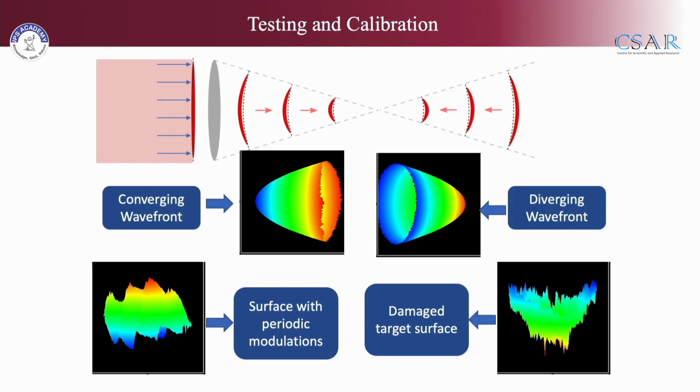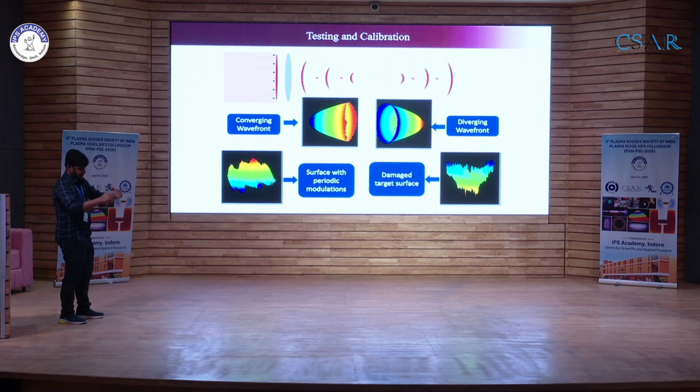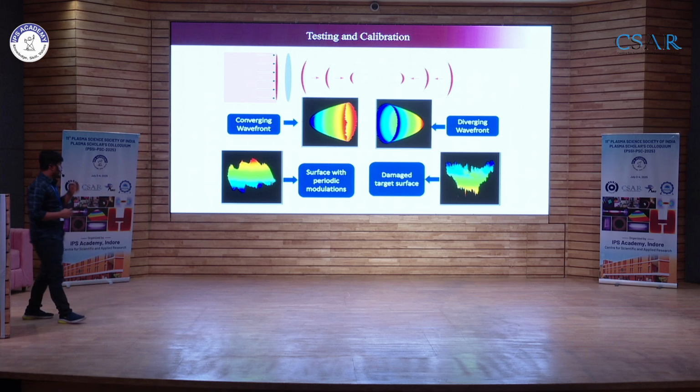So we have calibrated our device with this. We have put a lens in the beam, and then at different places, we have measured the wavefront. On this side you can see the converging wavefront, and then the diverging wavefront. In a converging wavefront, the central part is lagging behind the other part, and in the diverging wavefront, the central part is going fast, and then the side part comes. We have also measured some other targets.